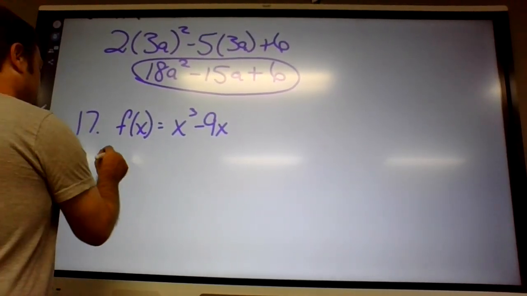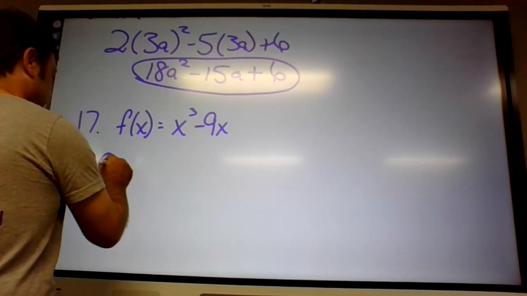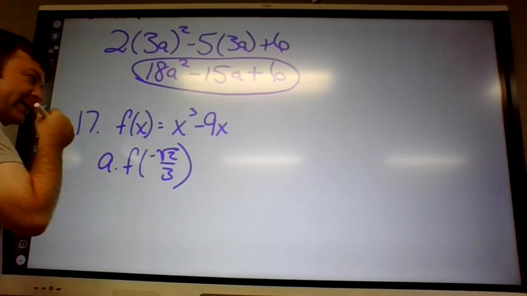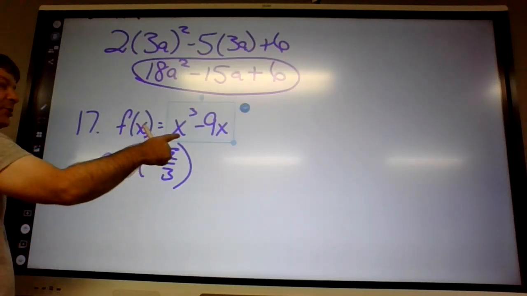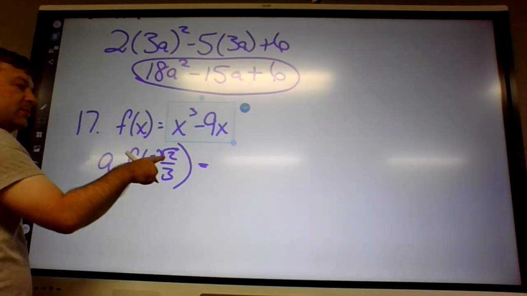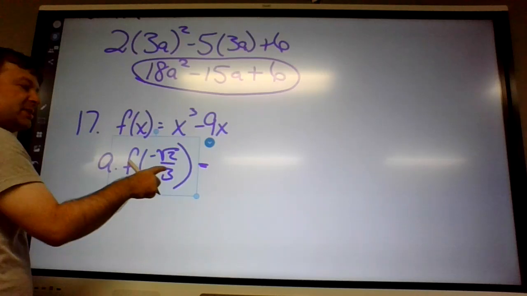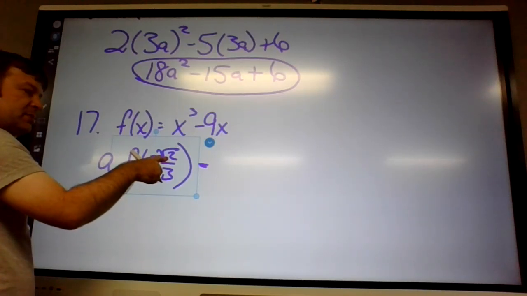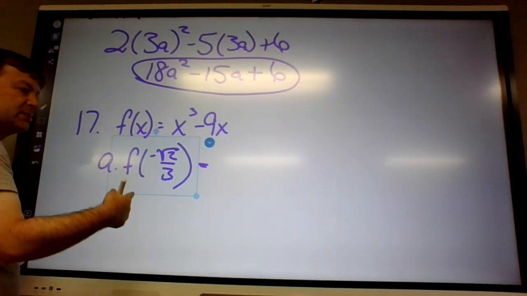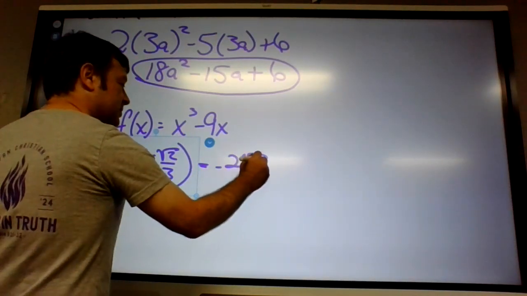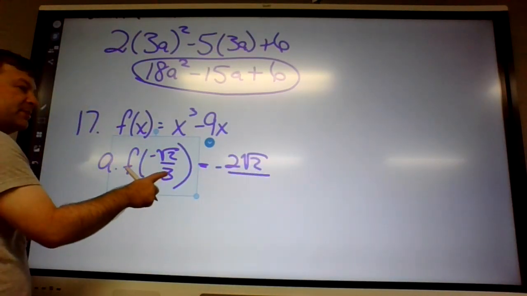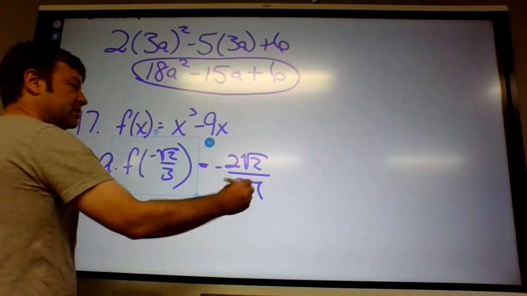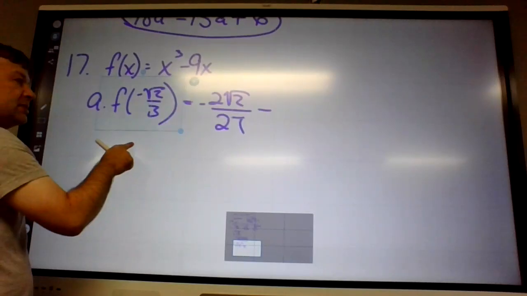Negative square root of 2 over 3. Okay, so we gotta cube that. So it's this times this times this. So what's square root of 2 times square root of 2? 2. Times another square root of 2, 2 square root of 2. And then what's 3 times 3 times 3? 27.